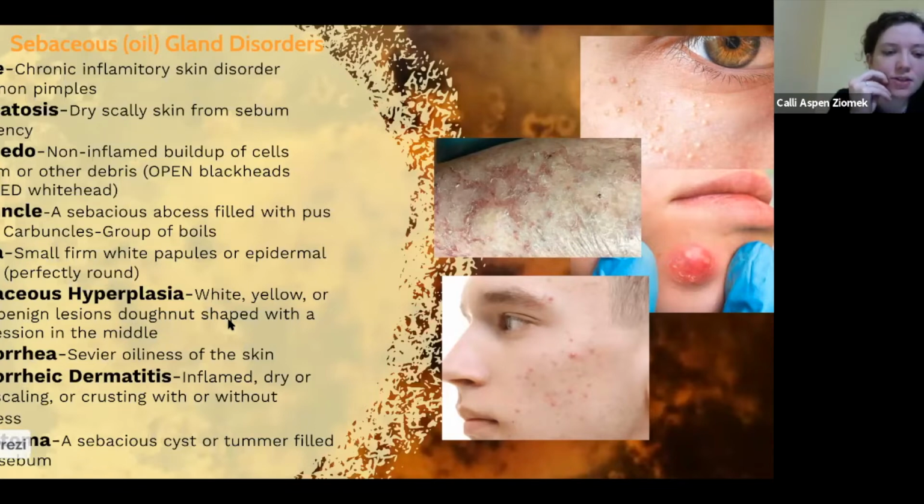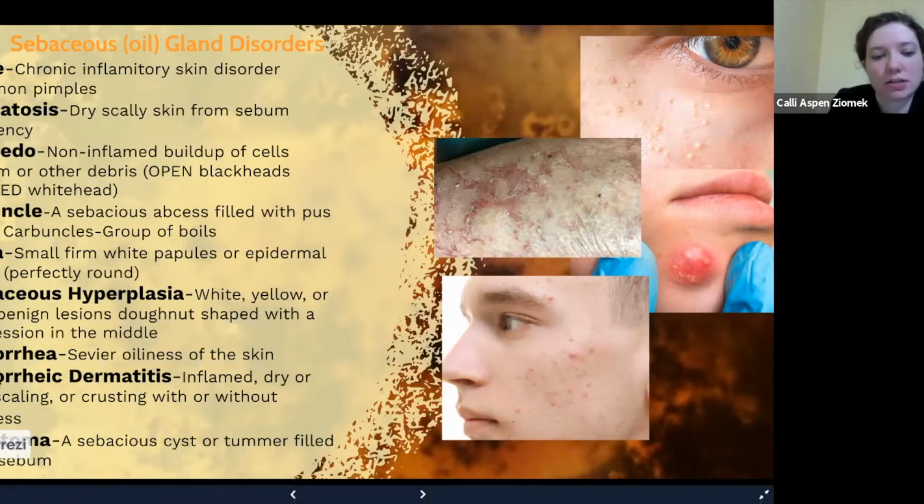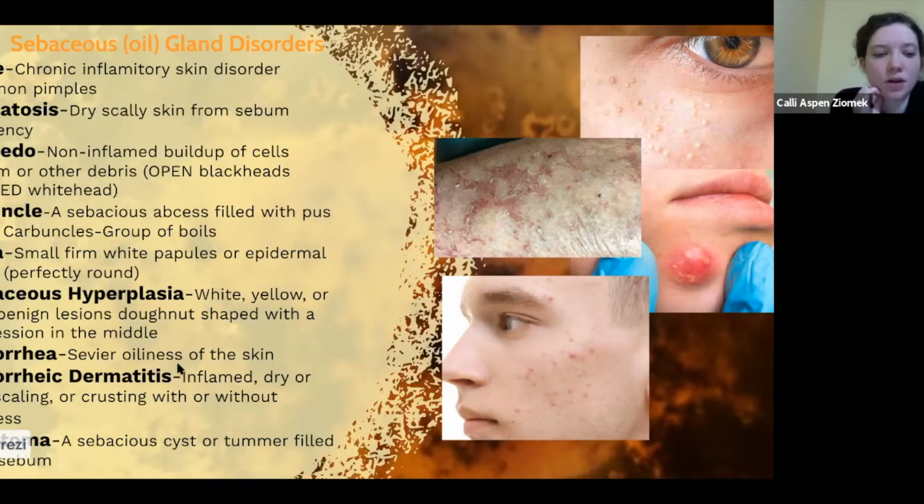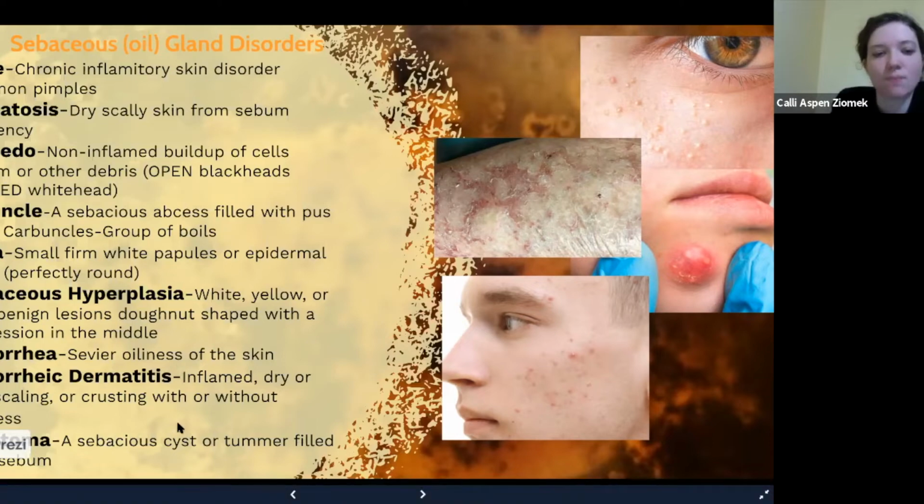Then you have seborrheic dermatitis, which is inflamed, dry or oily scaling or crusting without the itchiness. Dermatitis is any type of itchy irritation to your skin. So this is the irritation to your skin because of your sebaceous gland.